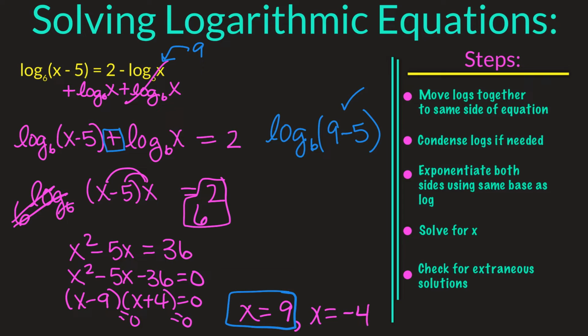Now let's check negative 4. If I plug in a negative 4 right there, well, that's going to be negative 4 minus 5, which is negative 9. Again, I can't take the log of a negative number, so this is going to be an extraneous solution. So your only answer is x equals 9.